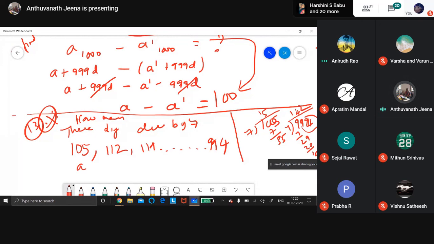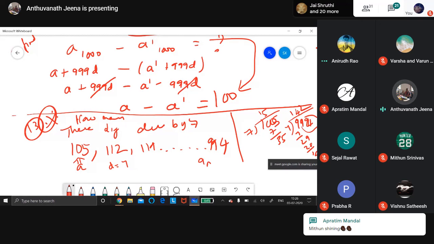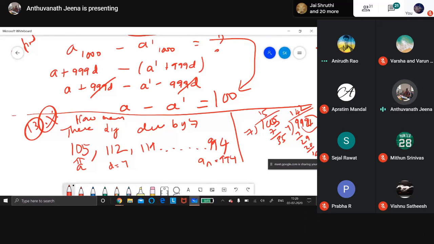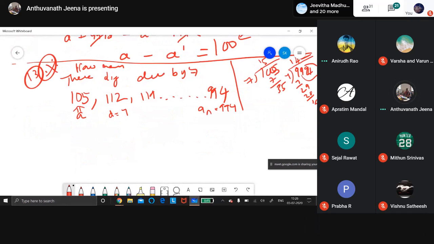So this is an arithmetic progression. The first term is a = 105, the common difference is 7, and a_n = 994. How many numbers are there? That means n has to be calculated. How will you calculate n? Same formula: a_n = a + (n - 1)d, which is equal to 994. If you substitute, you will get the answer.